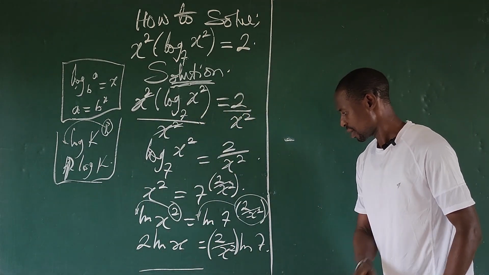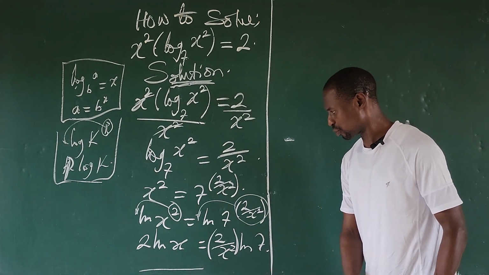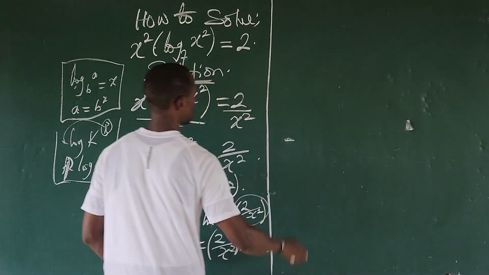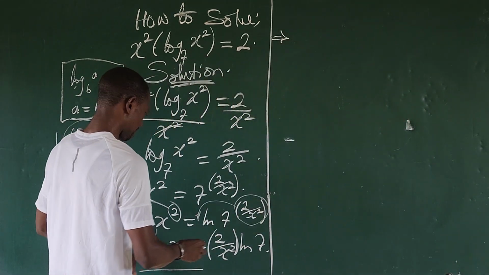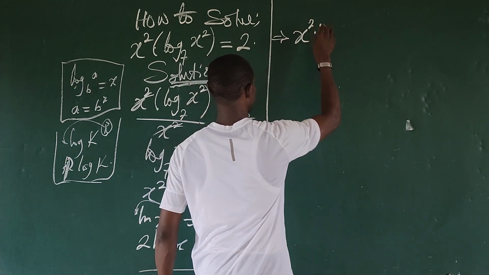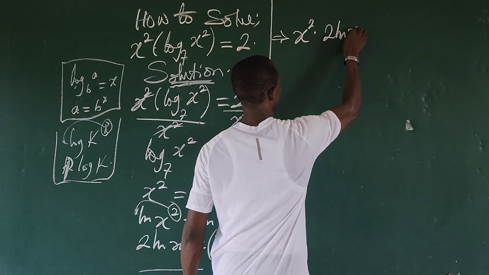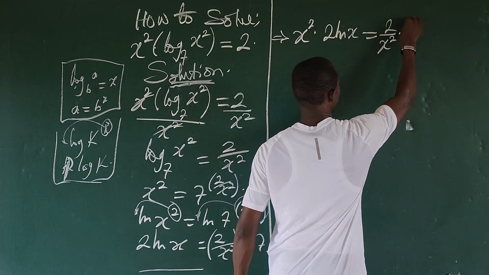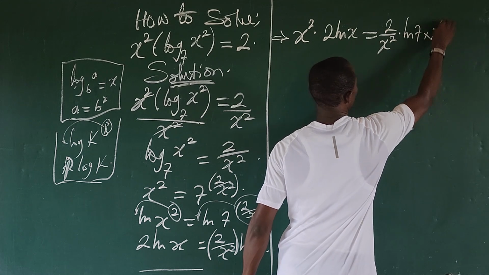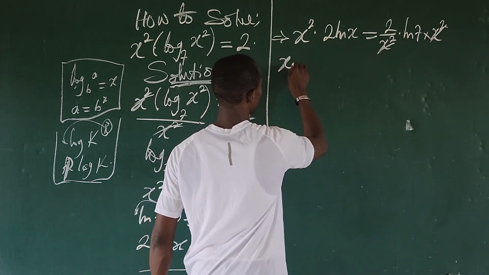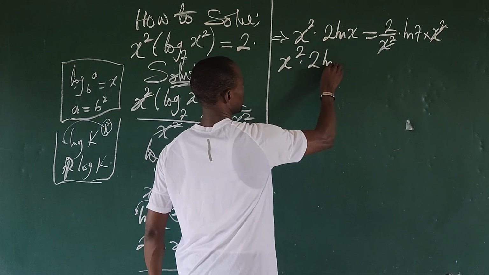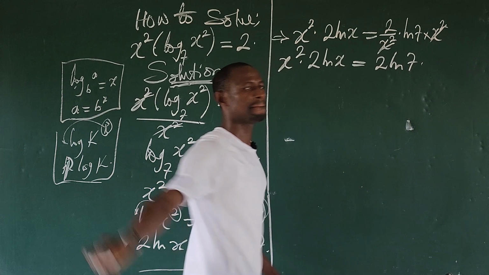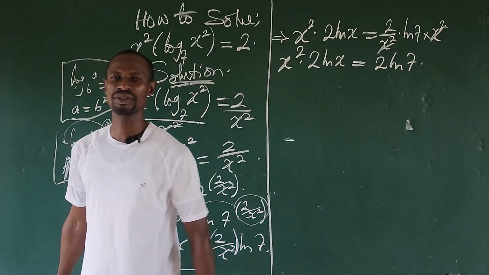Look at this here. We have to eliminate this x to the power of 2 here. In other words, let's multiply through by x to the power of 2. If we do that, this will end up giving us x to the power of 2 times 2 ln of x equal to 2 all over x to the power of 2 times ln of 7 times x to the power of 2. This leaves the system, so we end up having x to the power of 2 times 2 ln of x equal to 2 ln of 7. Easy, right? Good. So what do we do next here?